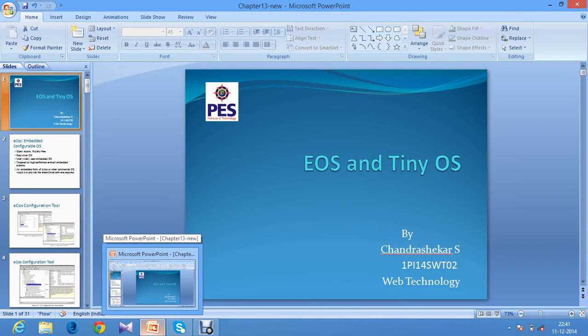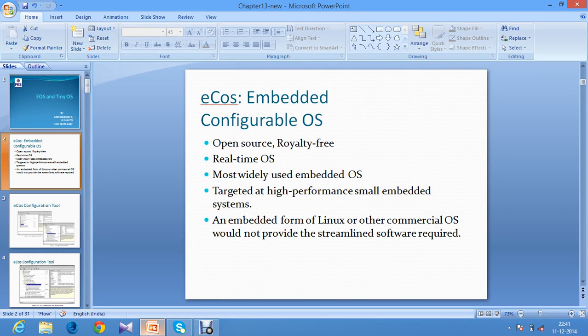I'm giving a seminar on eCos and RTEMS. First of all, eCos, Embedded Configurable OS, is an open source, royalty free, real-time operating system intended for embedded applications. The system is targeted at high performance small embedded systems. For such systems, an embedded form of Linux or other commercial OS does not provide the streamlined software required.